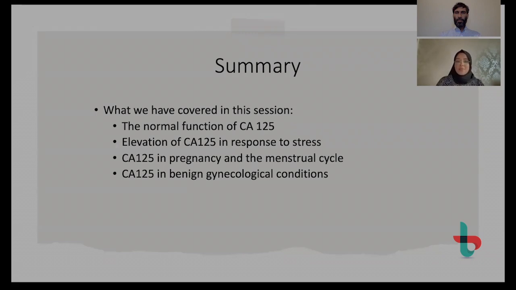So in summary, in this session we've talked about CA125, its normal function in tissues, how it's elevated in response to stress, how it's elevated in response to pregnancy and in the menstrual cycle, and also in the context of benign gynecological conditions. I think the main message that you can take from this presentation is that CA125 can rise even in physiological cases, it can rise in benign gynecological problems, it can rise in benign non-gynecological problems, and having ovarian cancer is just one of the differential diagnoses for raised CA125.